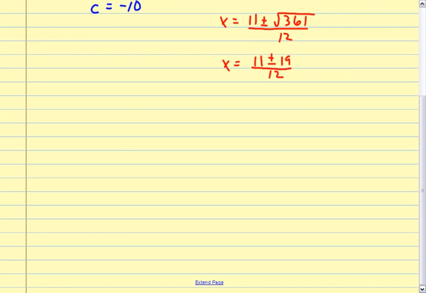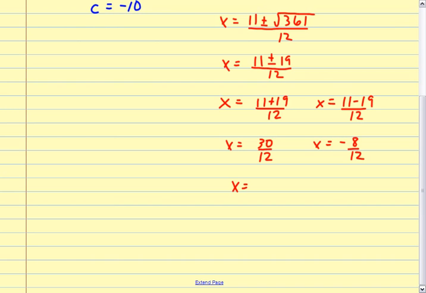We need to write it twice now that I'm down to this part. Once I take the square root, now I'm ready to write it twice. X is equal to 11 plus 19 over 12, and X is equal to 11 minus 19 over 12. Okay, let's see what we get. X is equal to 30 over 12. X is equal to negative 8 over 12. Let's reduce. 6 goes into both of those, X is equal to 5 over 2. And 4 goes into both of those, X is equal to negative 2 over 3. Now they're reduced all the way, okay?